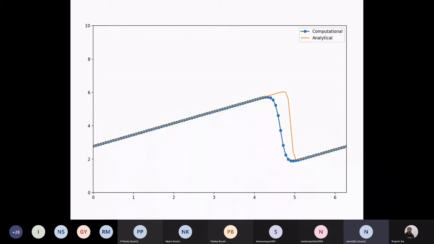Coding is just 2-3 lines in each case, because I have used an explicit scheme everywhere. That is, the next time level value depends purely on the previous time level value. So coding is easy, but as I told you, in many problems I have encountered stability requirements, so we have to move to the implicit scheme.